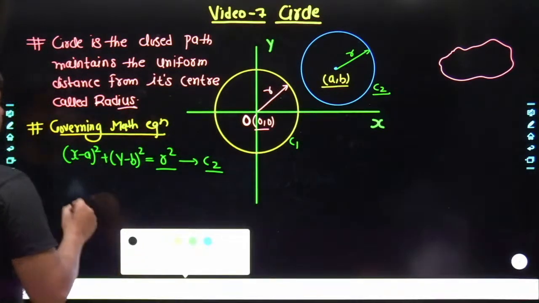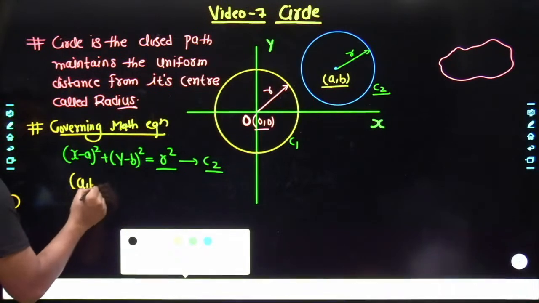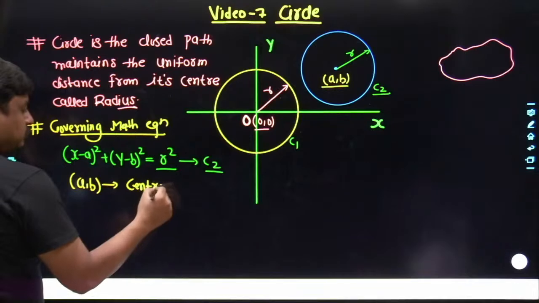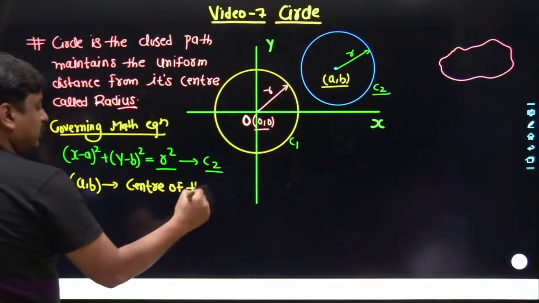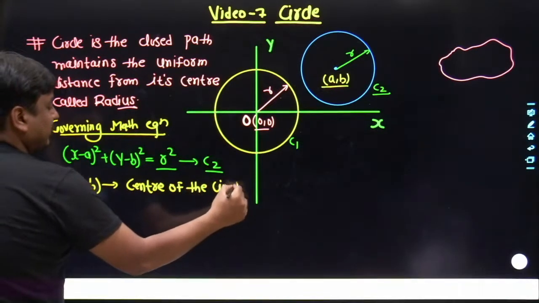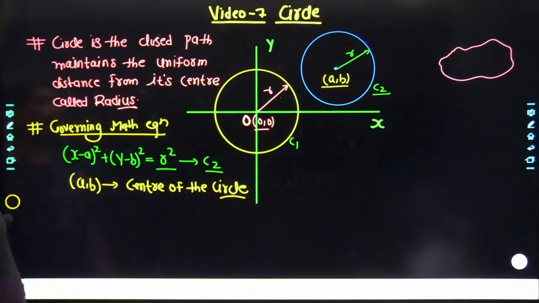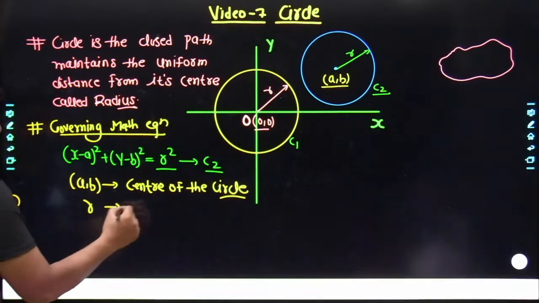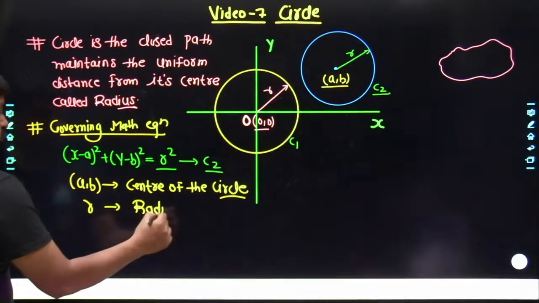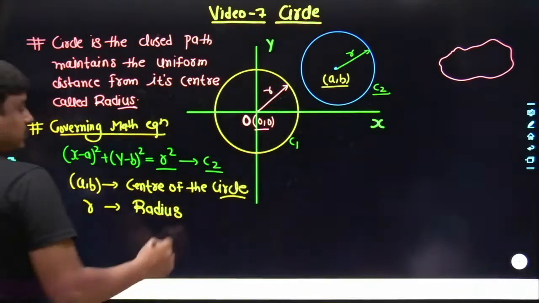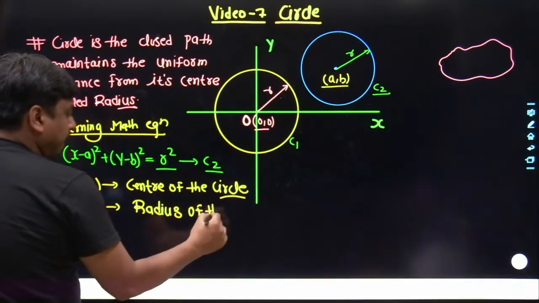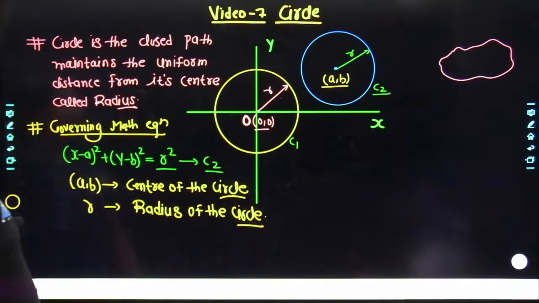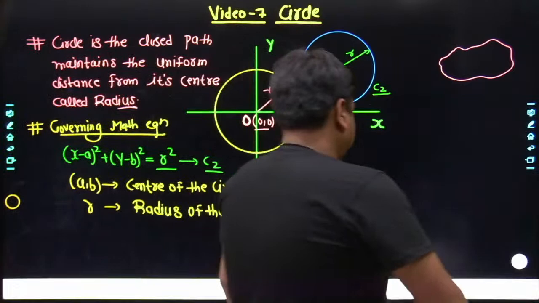where a, b has been the center of the circle. The name itself is self-explanatory. It's going to be the centermost point of the circle, and similarly r is going to be the radius of the circle. In the same sequence, let me move ahead.